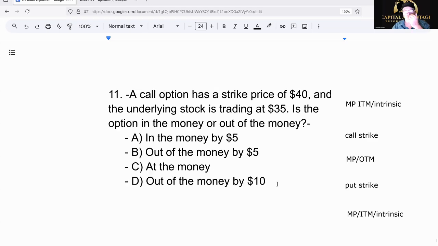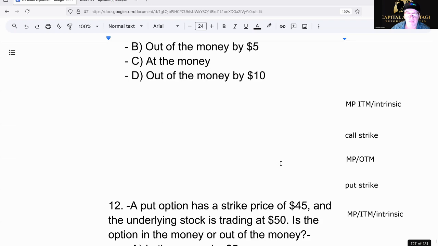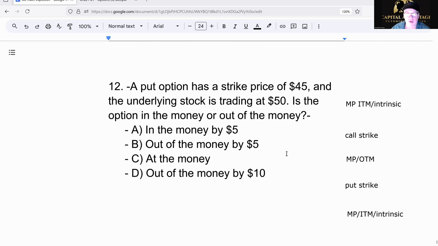A call, remember, you notice premium has nothing to do with it, or buy, sell, it does not matter. Call is a 40, the stock is trading at 35. That means the market price is below, or out of the money. A put option is a strike of 45, and the stock is trading at 50. So here's a put. We're looking down is in the money, up is out, so it's out of the money by 5.